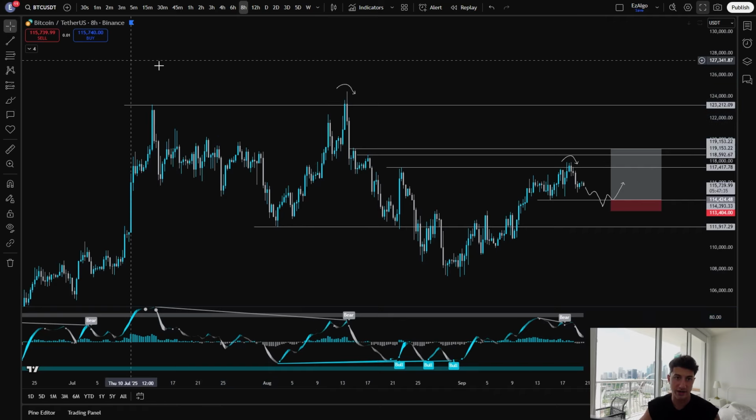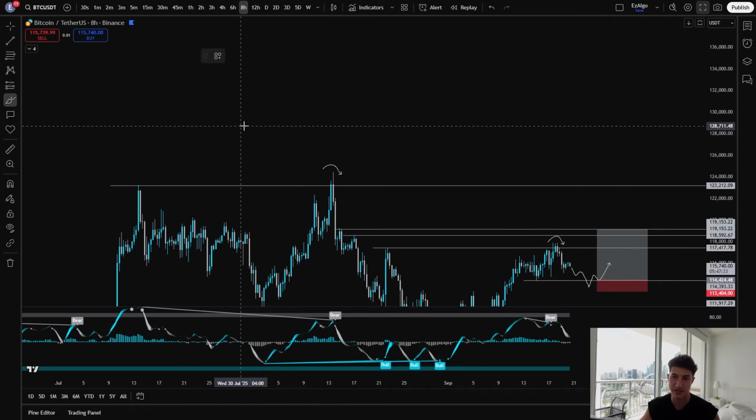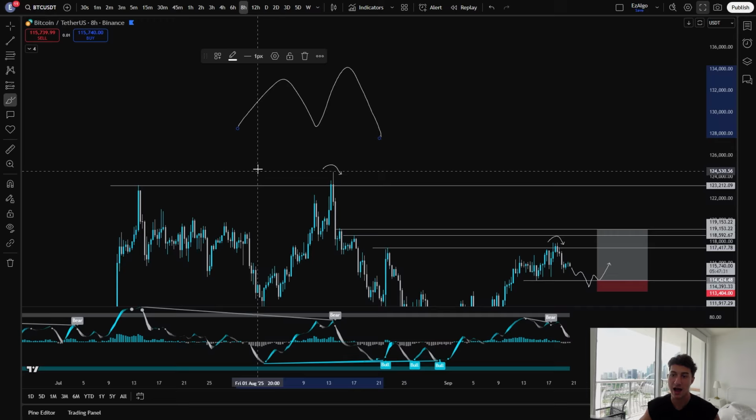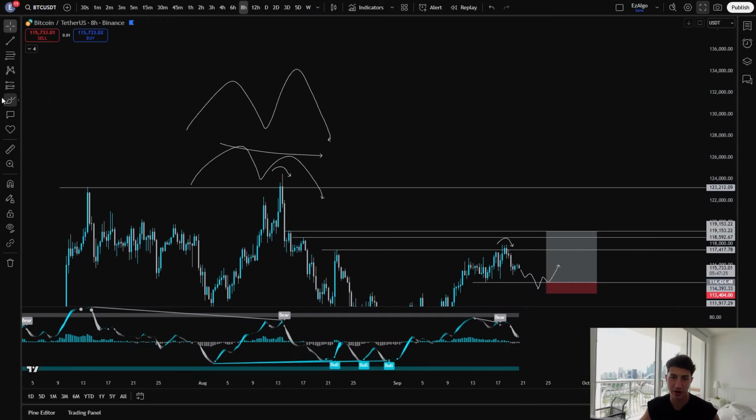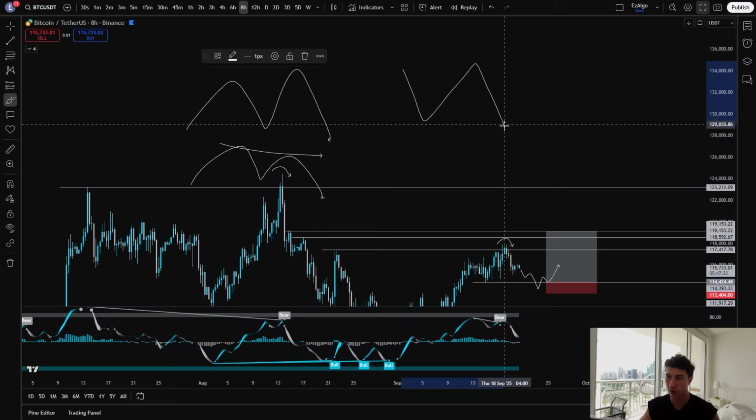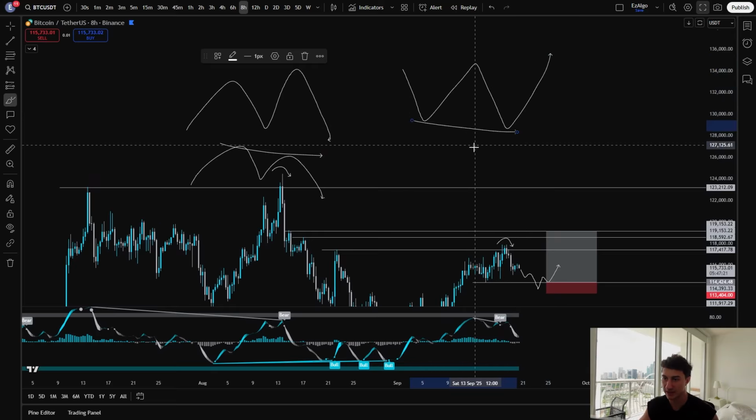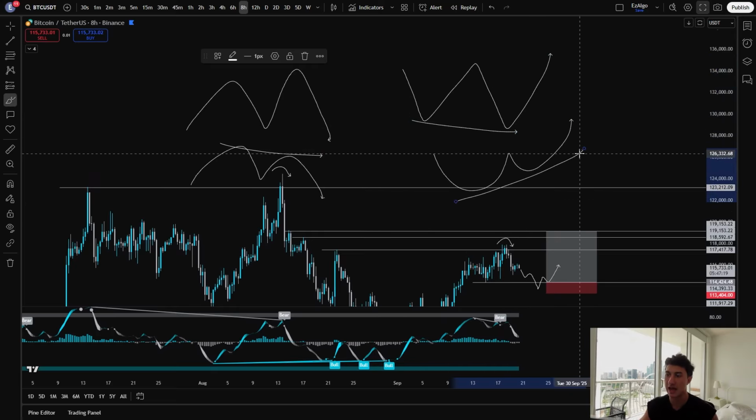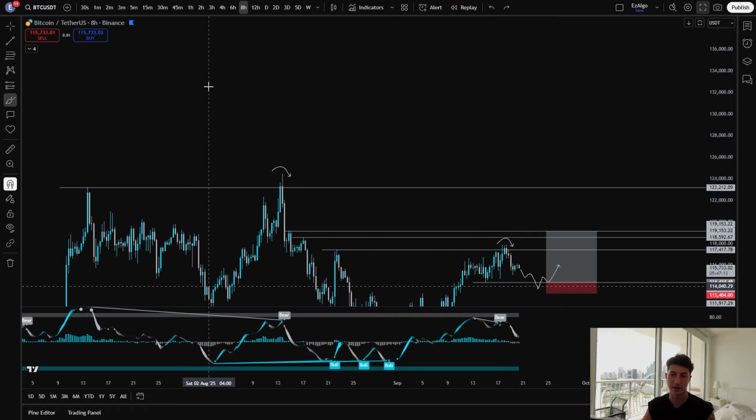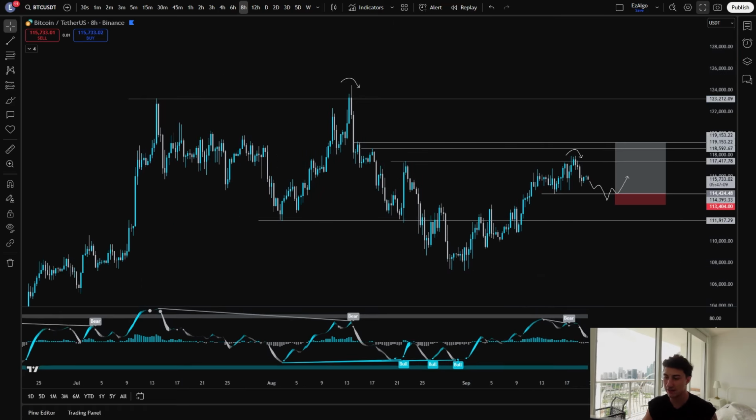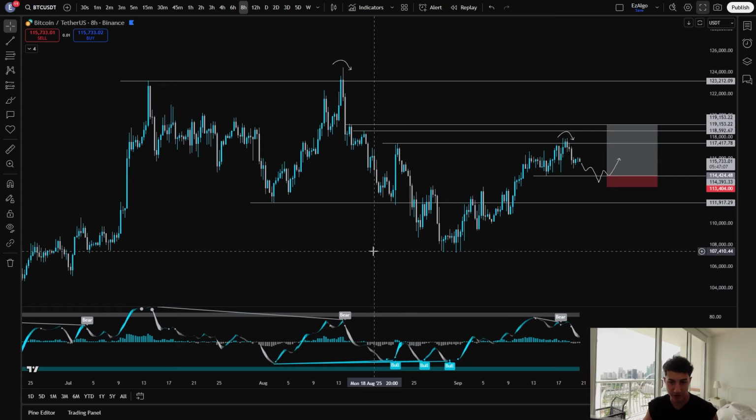Whenever you see price and momentum doing the opposite, for example, price making a higher high and momentum making a lower low, this is referred to as a bearish divergence. Opposite is true for a bullish divergence, right? When price is making a lower low and momentum is making a higher low, this is a bullish formation when price and momentum are doing the opposite. So what you want to look for as price is deviating are these bullish and bearish divergences.